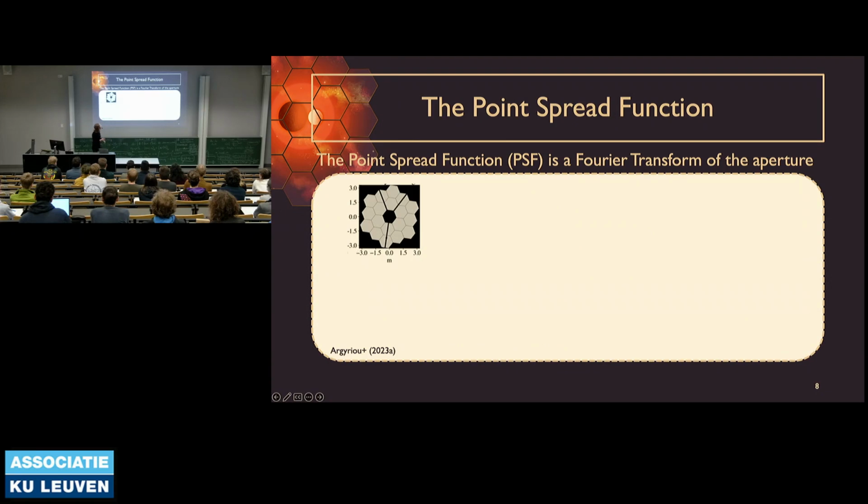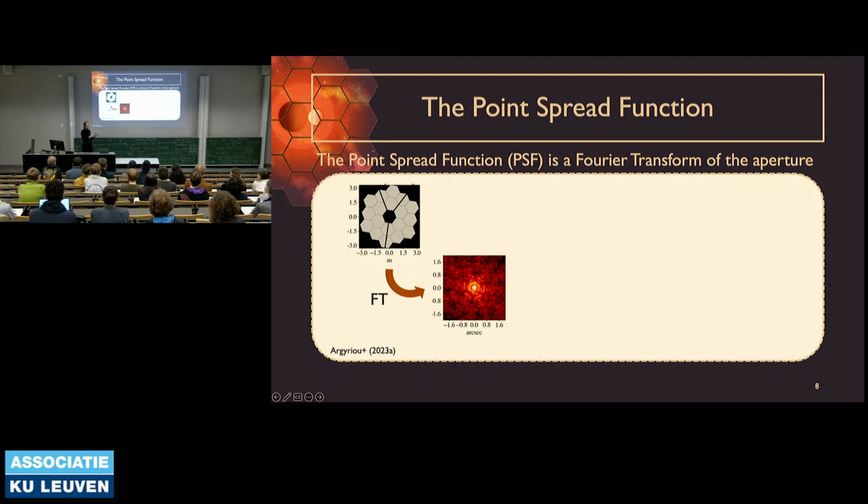Right, I should go for this first. So let me quickly explain what a point spread function is. A point spread function is basically the Fourier transform of whatever aperture you have. For James Webb, this is this kind of complex hexagonal pattern. If you do this Fourier transform, you end up with this, which is a very complex looking PSF. So if you have a single dot on the sky, it will not be a dot on your image. It will be this complex Fourier transform of whatever your aperture looks like.